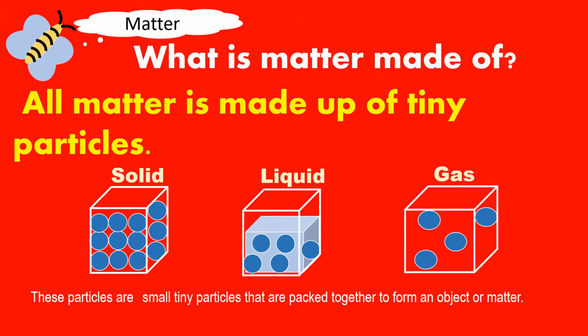Matter is made up of tiny particles. These particles are so tiny that we can't see them with our naked eye. We can picture these particles as small, tiny particles that are packed together to form an object or matter. The picture shows the tiny particles packed together in solid, in liquid, and in gas. And the way the particles of an object look and behave, we call properties.